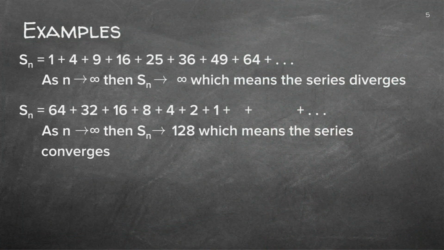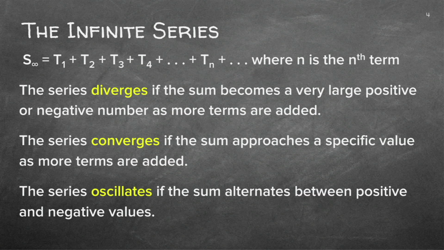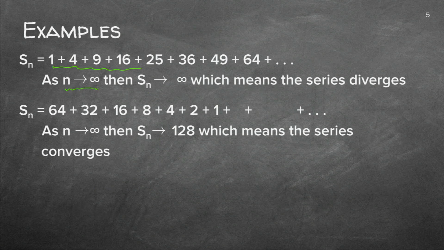If I have 1 plus 4 plus 9, etc. Can you see the numbers are becoming bigger? It's the square numbers. The numbers are becoming bigger and bigger and bigger. So we say, if n, that is the number of terms, tends to infinity, because remember, this is T1 and this is T2. If we get to T infinity, it just means I'm carrying on and on and on.